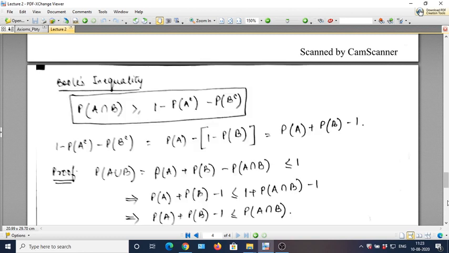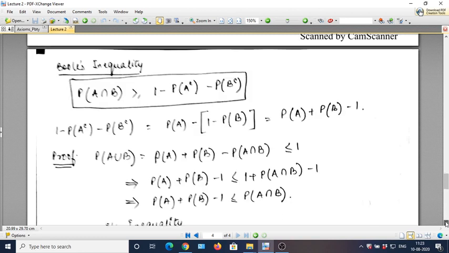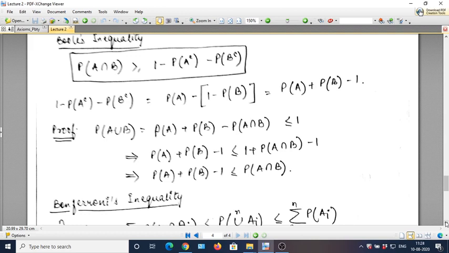Then we have an inequality called Boole's inequality, which is stated as follows: P(A ∩ B) is always greater than or equal to 1 minus P(A complement) minus P(B complement). In fact, there are two ways of stating this. P(A ∩ B) can also be written another way, as P(A) plus P(B) minus 1. So P(A ∩ B) is greater than or equal to P(A) plus P(B) minus 1. That is another form of Boole's inequality.